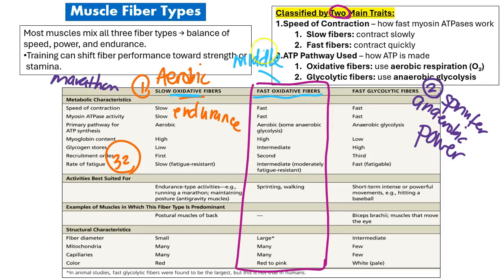Now, guess what? Everything is not black and white. It's not like I only have slow oxidative fibers, only fast glycolytic, or only fast oxidative fibers. No, most muscles are going to mix all three fiber types so we can balance speed, power, and endurance over time. And when you're training, you can shift fiber performance towards strength or stamina, depending on the type of training you have, which we talk about when we get into our exercise.